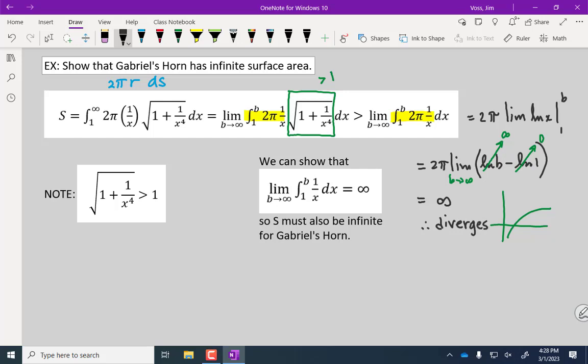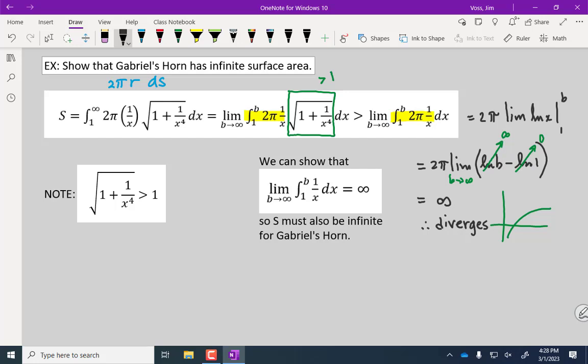All right, so question. So suppose that it didn't go to infinity and it was finite, how would you get back to the square root of 1 plus 1 over x to the 4th? That's too complicated to talk about. Let's not talk about that.